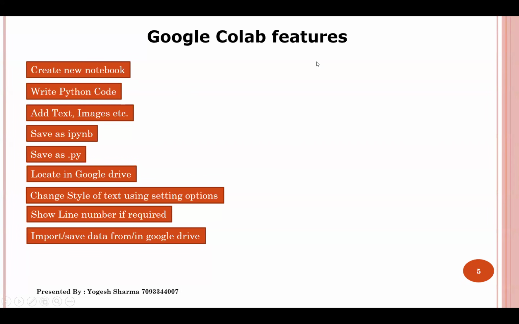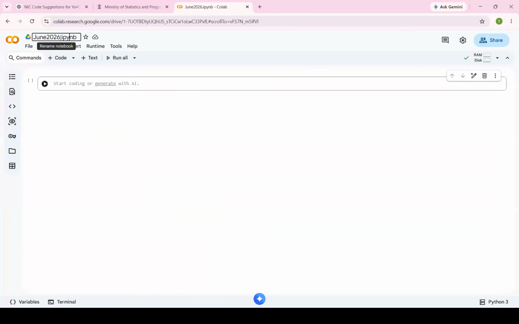Google Colab, other features, we can create a new notebook, write Python code, we can add text and images, we can save as a IPYNB. Actually, when you will work in the Google Colab, the file what we will get, that file extension is .ipynb. What is the meaning of this? Py means Python, NB means notebook.